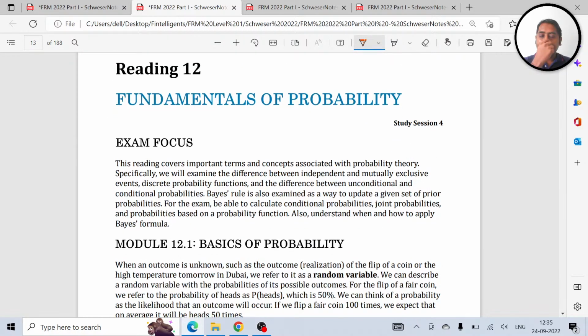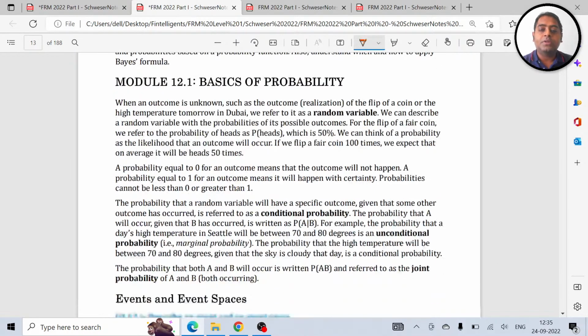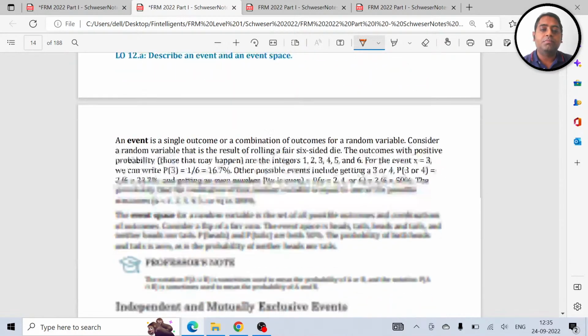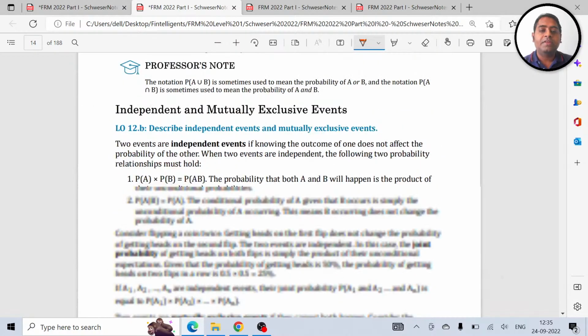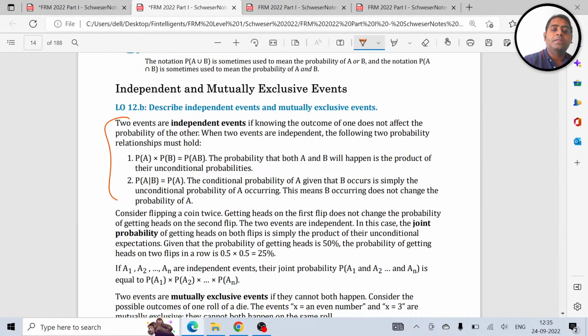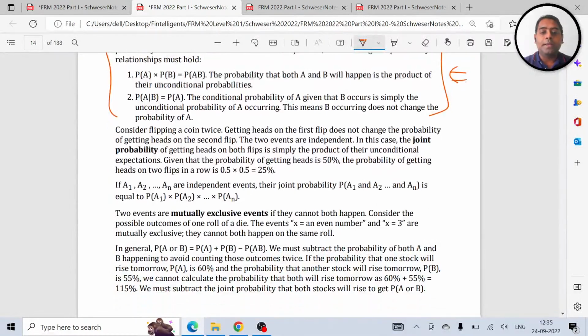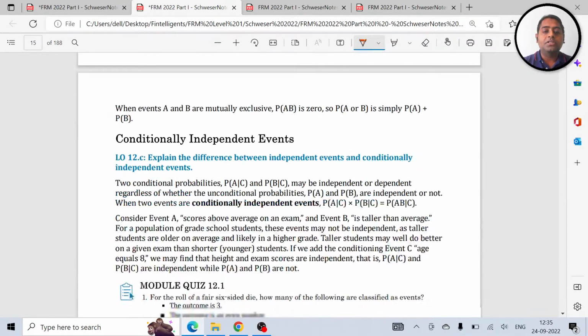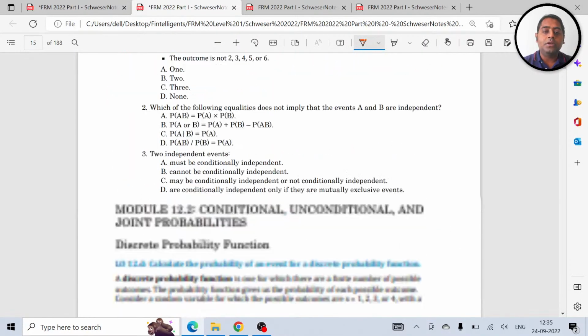Perfect. So basics of probability, you all must have heard about it in school and college. The first page is not so interesting, very basic. This part: how do we identify whether an event is independent or not? There's a separate video where I've covered the entire chapter, fundamentals of probability, in an easy manner. You can check that video. Next, conditionally independent, not important.